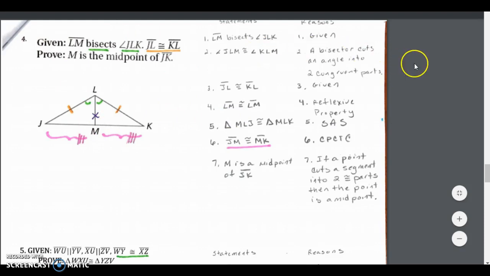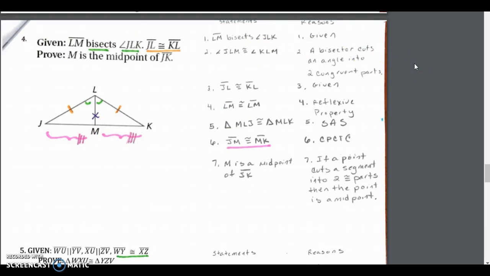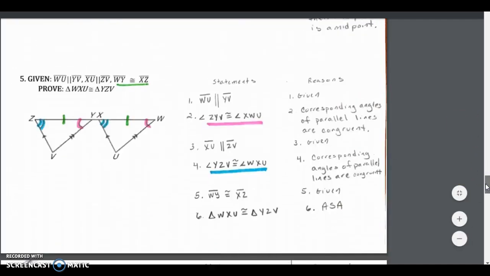Anyway, here's the proof that I was talking about. This was a little bit longer than the previous ones because we had to prove that M is the midpoint of JK. We needed to first prove that these two sides were congruent, JM is congruent to MK. And then we were able to use the fact that if a point cuts a segment into two congruent parts, then the point is a midpoint. This could all be replaced with two simple words: midpoint definition. You guessed it. Well, hopefully you guessed it anyway.